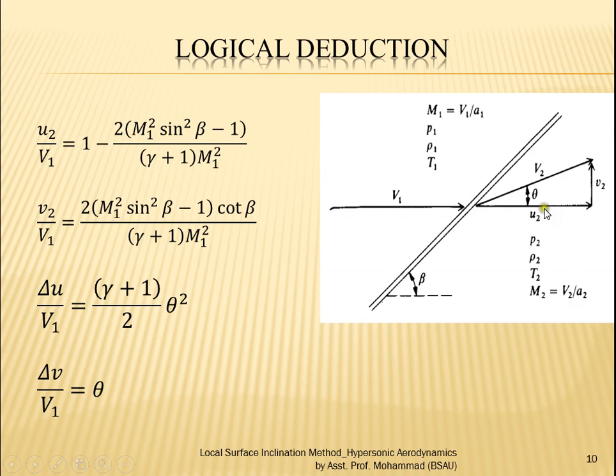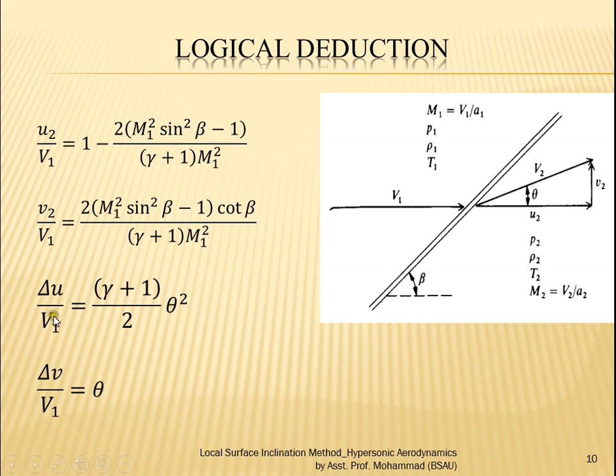So the change in velocity is u2 minus V1. If you take this to this side and this whole thing goes to the other side, it becomes 1 minus u2 by V1. So actually it gives you u2 minus V1, that is delta u, the change in this particular direction, the x direction. So the change in velocity in the x direction is divided by the actual velocity, which was V1.